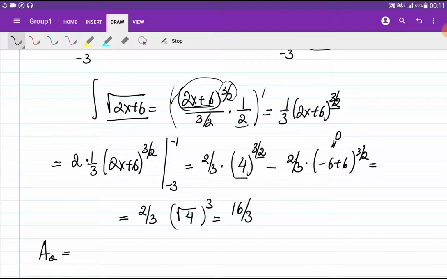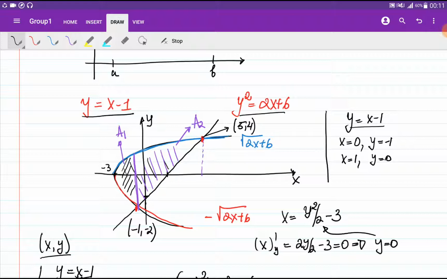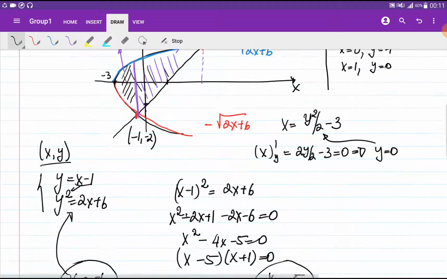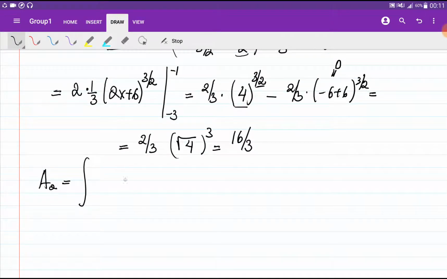So in order to find the area A2 on this graph, what we need to do is integrate the difference of the blue curve and the black curve when x changes from minus 1 to 5 now, right? So this will be a difference between the blue curve, which is square root of tx plus 6, minus the black curve, which is x minus 1. And we have to integrate this from minus 1 until 5.